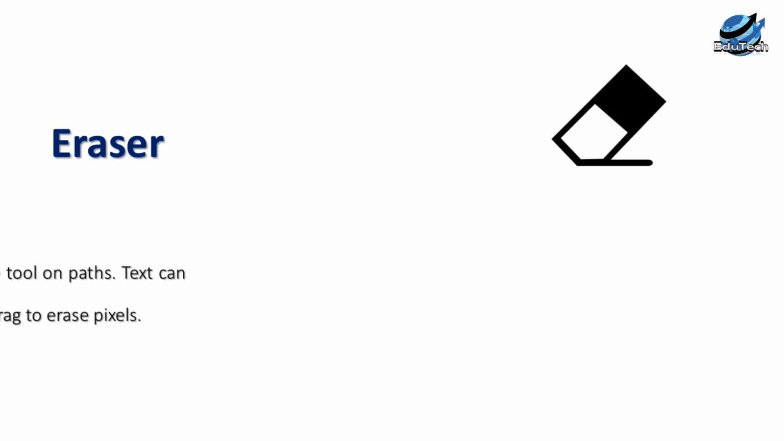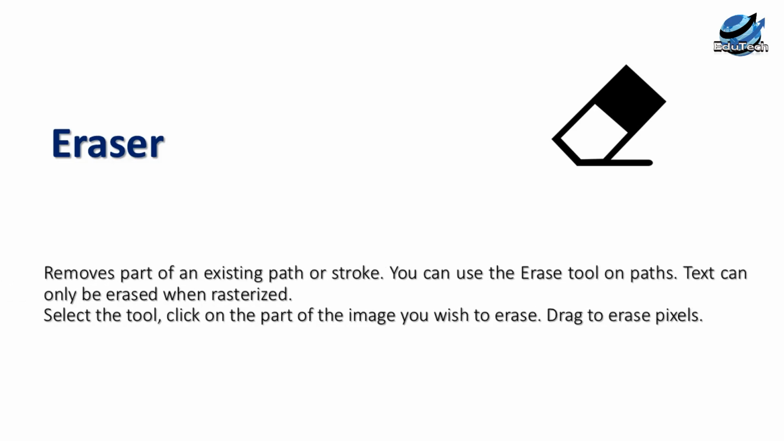Erase. Removes part of an existing path or stroke. You can use the erase tool on paths. Text can only be erased when rasterized. Select the tool, click on the part of the image you wish to erase. Drag to erase pixels.